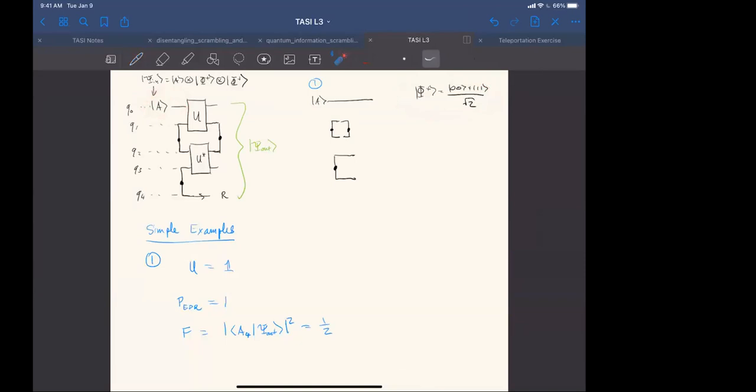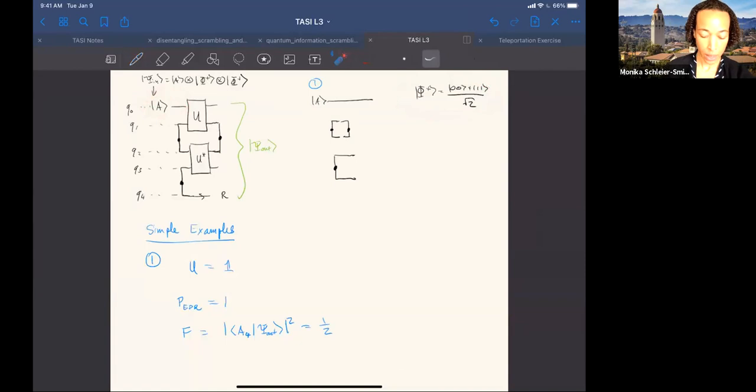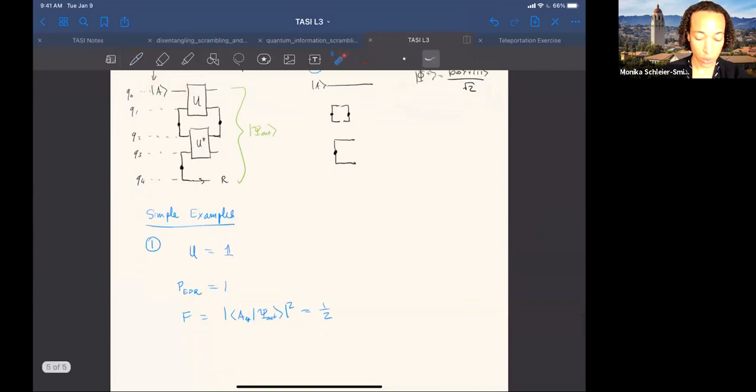I see. Okay. Thank you. Right, the probability of just getting it by chance. But in this case of a single qubit, it's a half. Okay, so good.